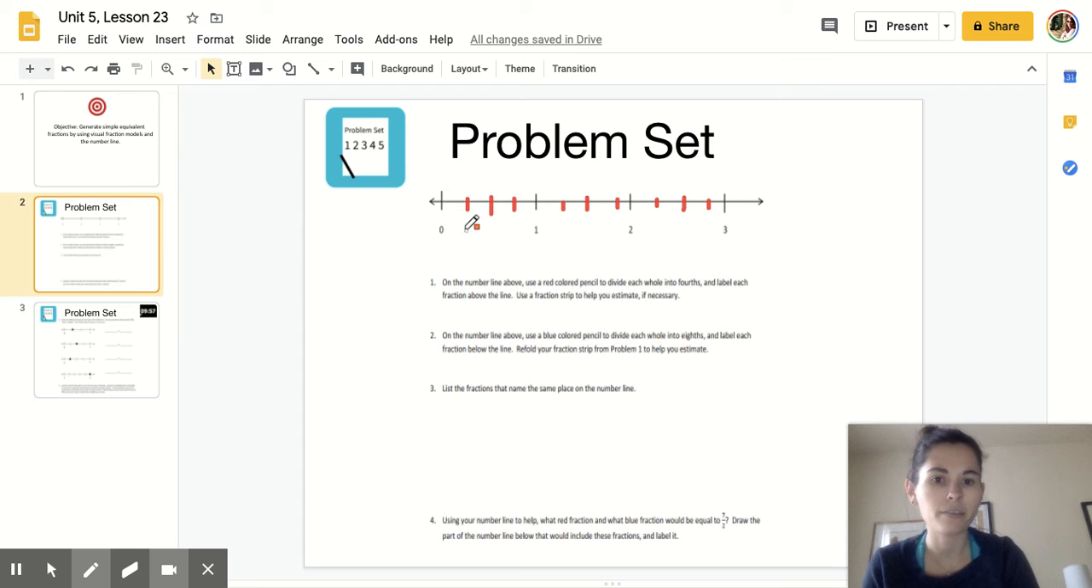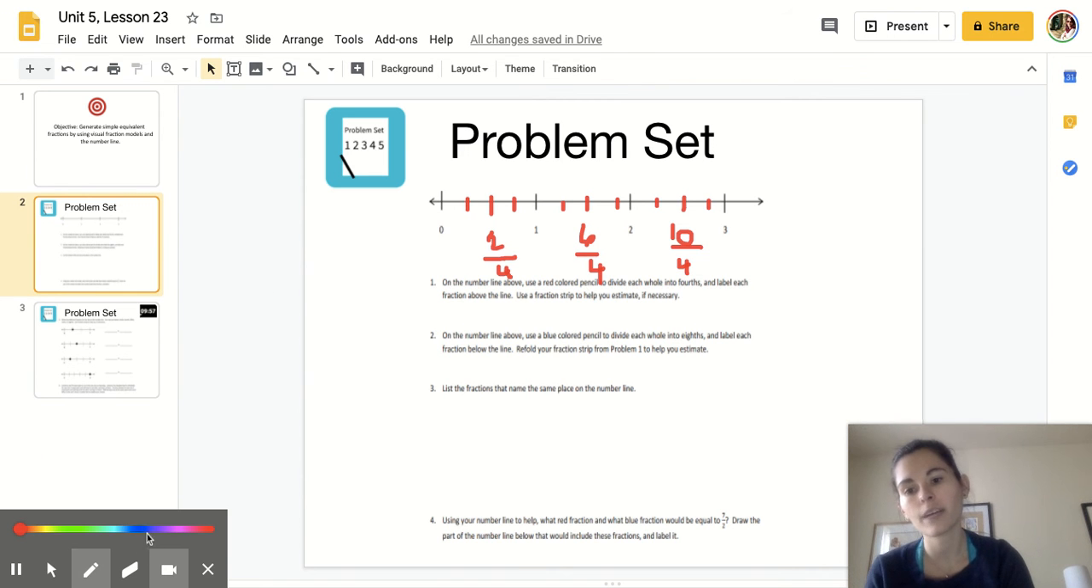So I know I have 1/4, 2/4, 3/4, 4/4, 5/4, 6/4, 7/4, 8/4, 9/4, 10/4, 11/4, and 12/4. Now I'm going to use a blue pencil to divide each whole into eighths.